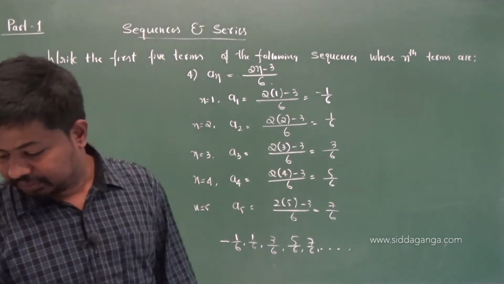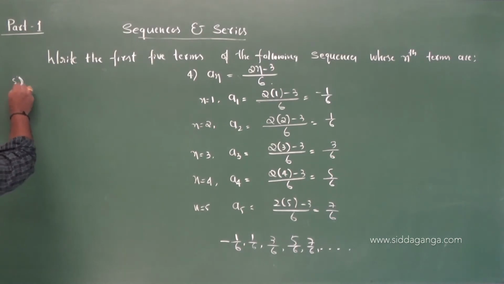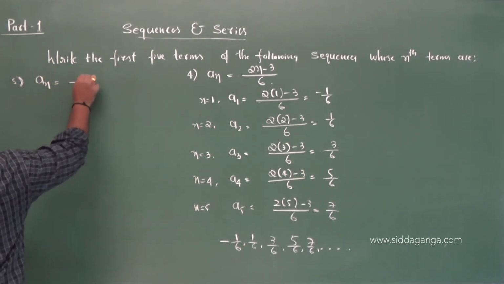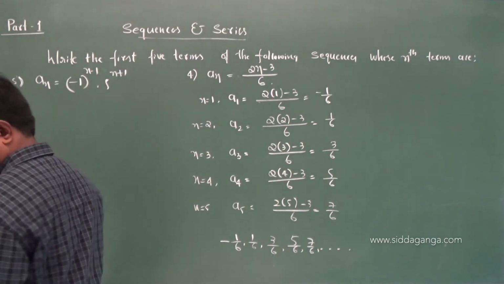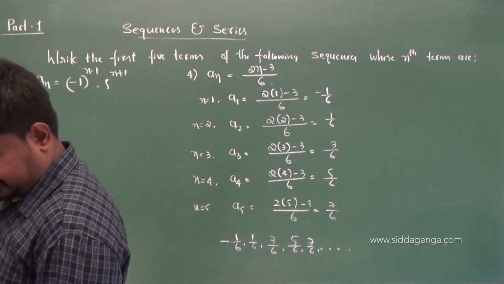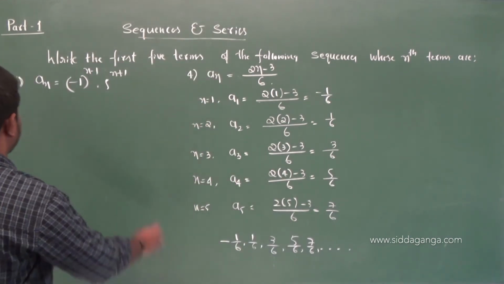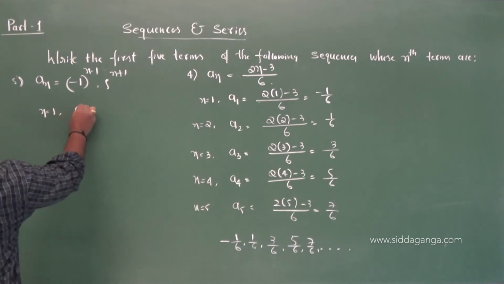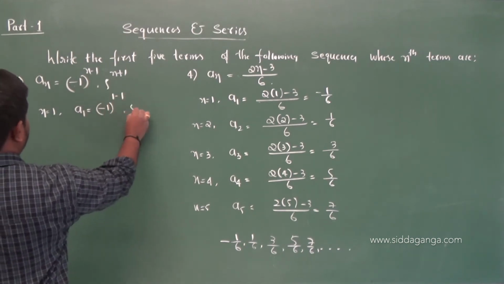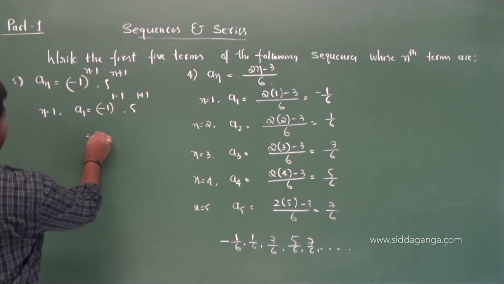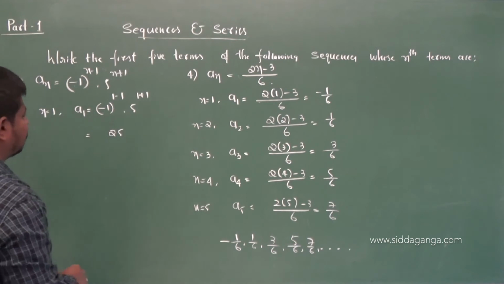Okay, now let me discuss one more. Fifth one, an is minus 1 power of n minus 1 into 5 power of n plus 1. So when n is 1, you get the first term, a1 is equal to minus 1 power of, in place of n substitute 1, 1 minus 1 into 5 power of 1 plus 1. So you get minus 1 power of 0, that is 1, into 5 square, so you get 25. So 25 is the first term of the sequence.